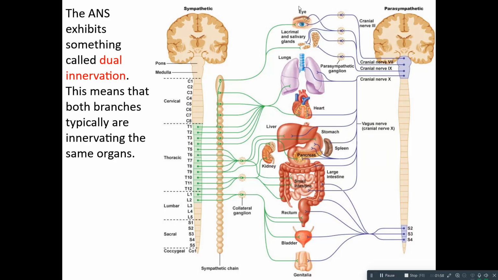Now, the ANS, in controlling these target tissues, does something called dual innervation. So remember, we got two divisions, parasympathetic and sympathetic. And the idea behind dual innervation is that both branches send motor neurons to the same organs and tissues. Like, for example, look at the heart here. The heart is getting sympathetic neurons going to it as well as parasympathetic. So the stomach, sympathetic and parasympathetic. For just about all of these organs, both divisions send signals to them, and this is known as dual innervation.